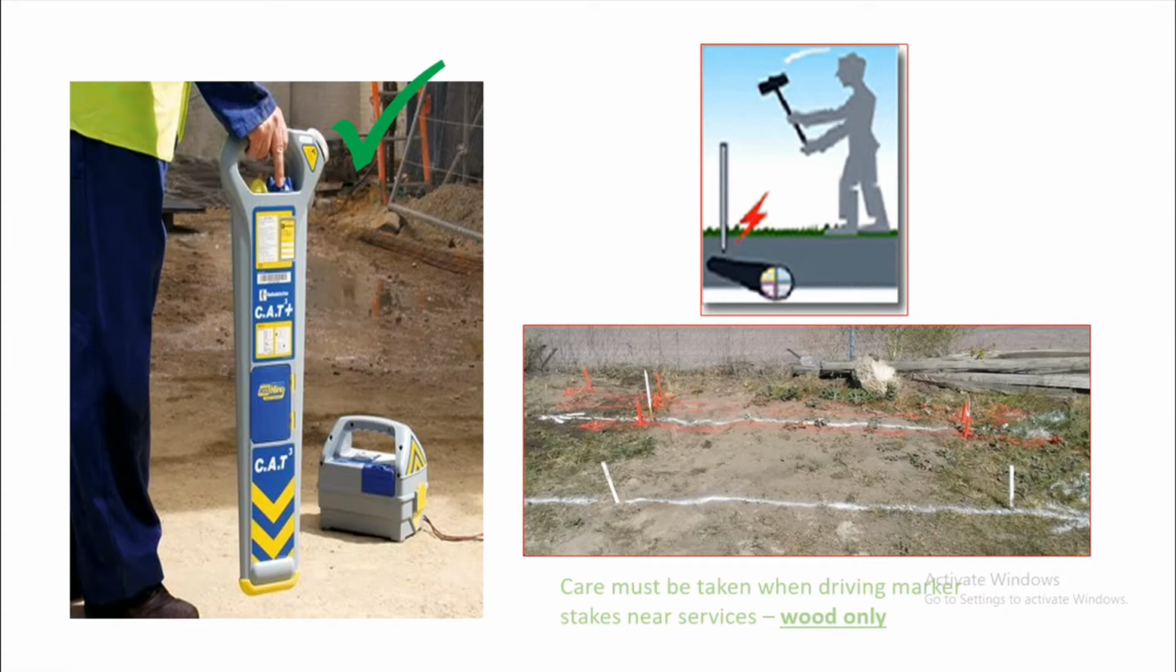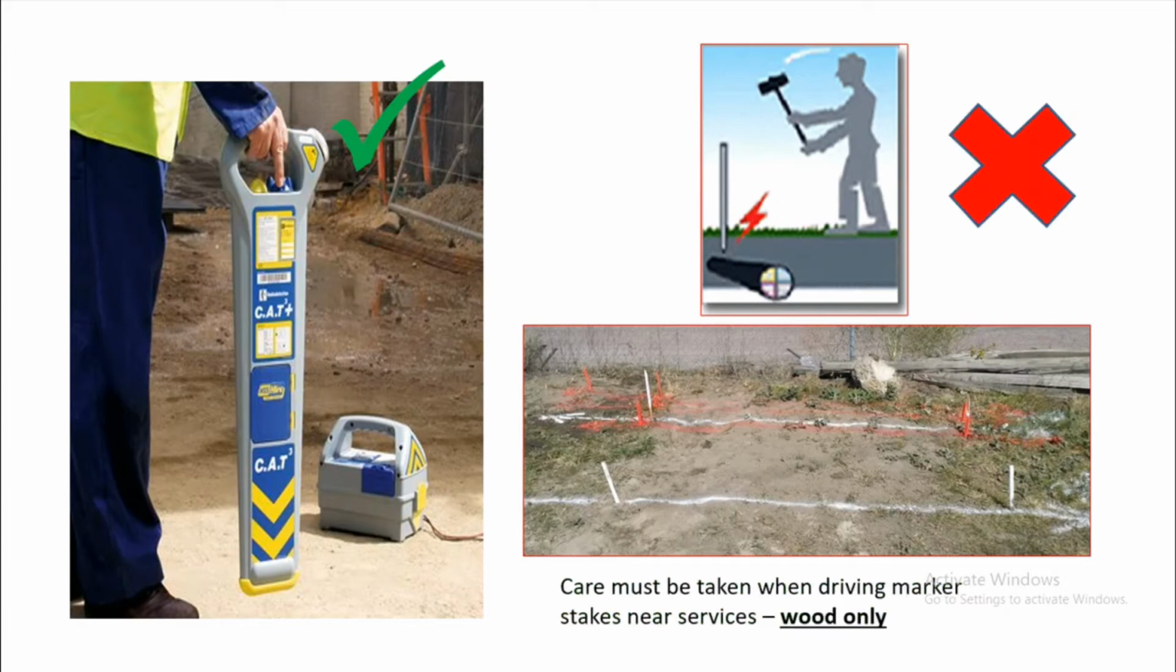This happened even though they used pointed pickaxe tools to excavate the ground. It hit the cable. Even if this is armored cable, it can penetrate the copper or the inside of the cable. So it is always better to use a non-metallic marker when you are driving a marker into the ground.